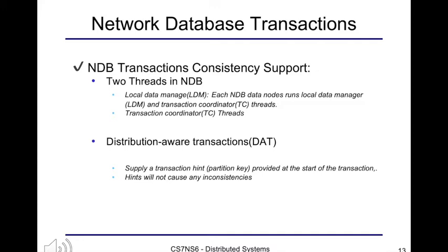NDB also provides distribution-aware transactions, enabling application developers to supply a transaction hint based on the partitioning scheme to enforce starting the transaction on an NDB data node that potentially has the required data for that transaction. Incorrect transaction hints will not cause any inconsistency, since the transaction coordinator will reroute the request to the appropriate local data manager that holds the required data.